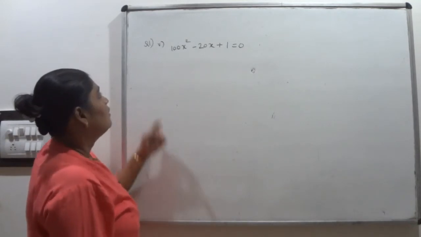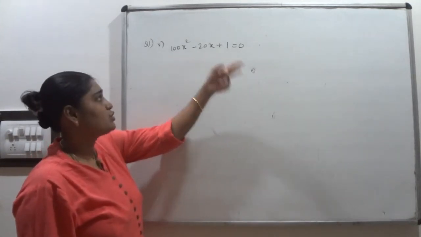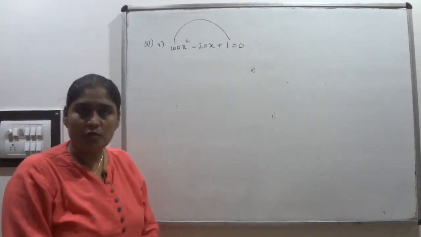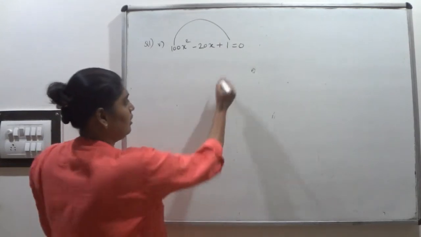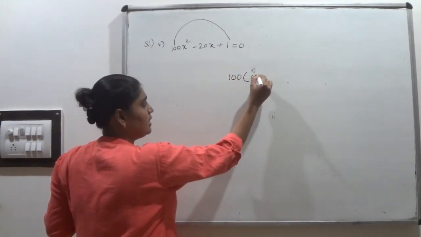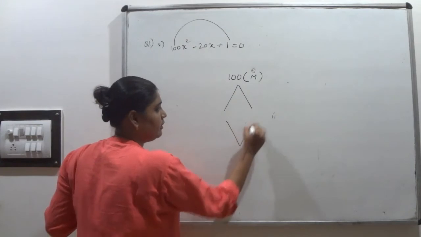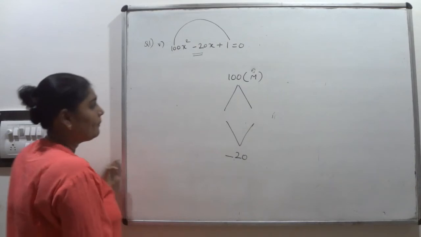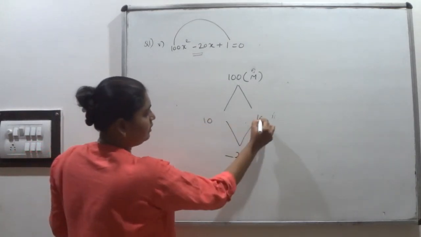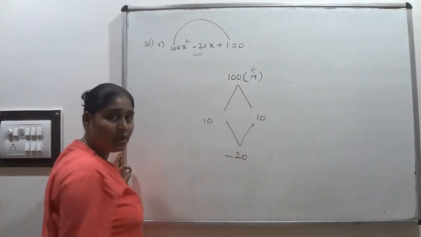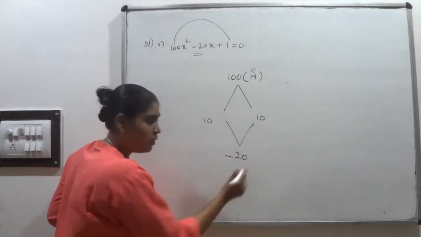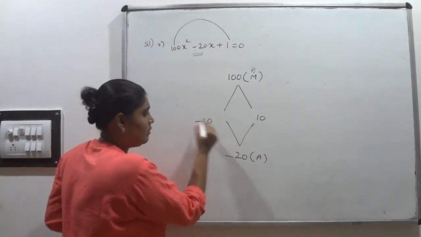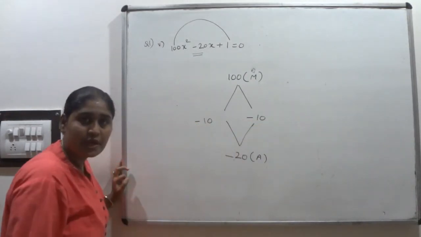Okay. Fifth one, 100x square minus 20x plus 1 equal to 0. For this equation, I am going to find the roots. 100 into 1, you will get what? 100. In multiplication, you should get what? 100. In addition, what should you get? That is minus 20. So, I am writing 10 into 10. Multiply this 10 into 10, you will get what? 100. Add this, you will get what? Plus 20. But what do I need? Minus 20. So I am keeping minus in both the numbers. That is minus 10, minus 10.